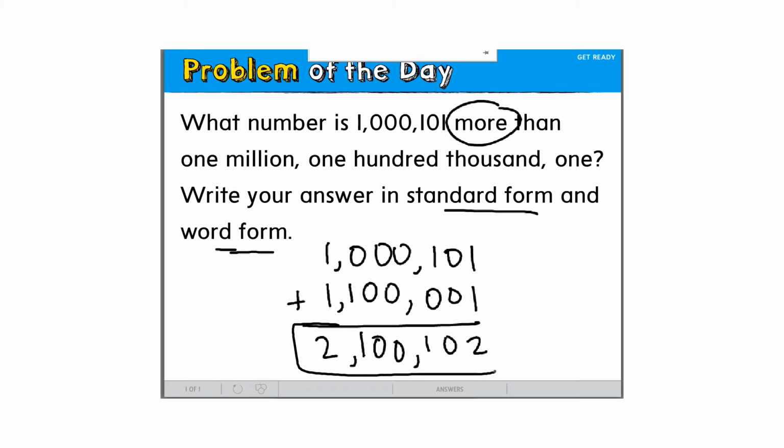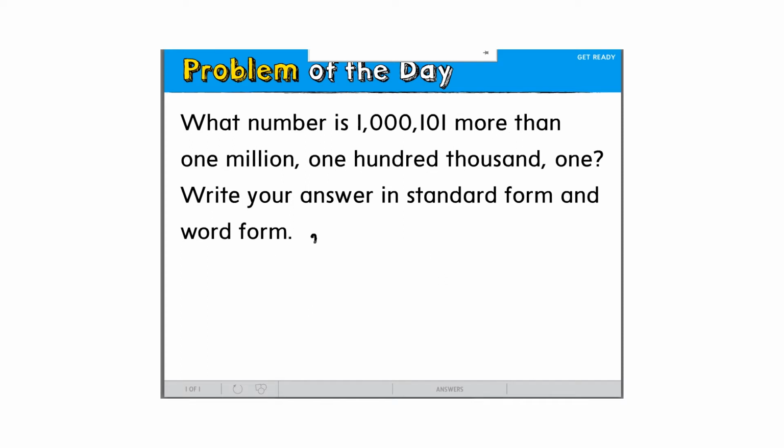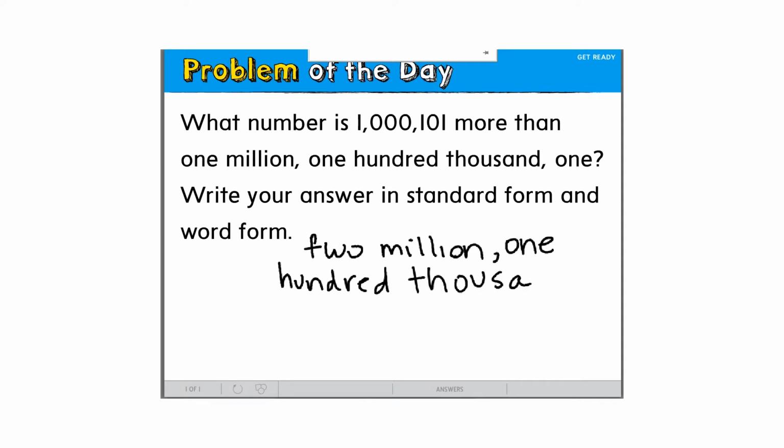So this is standard form. That's the first part of the answer. So that's this part right here. And then the next part would be word form, which would look like 2 million. What did I say it was? No. 100,000. I erased it. I erased my answer, so that makes it hard for me. 100,000. 102.